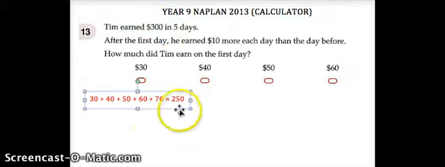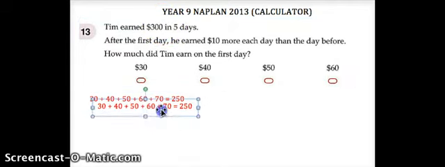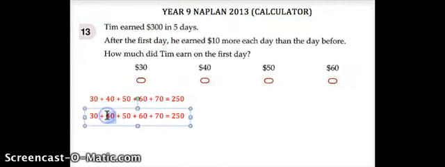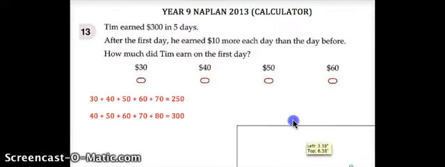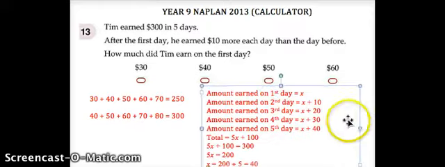So what you can then do is try the next answer. For example, if he earns $40 on the first day, then he would earn 50 on the second day, 60 on the third, then 70, then 80. If you add them all up, you will get an answer of $300. So the answer is $40. Now, another way of doing this question is to use algebra, which I will show you here.